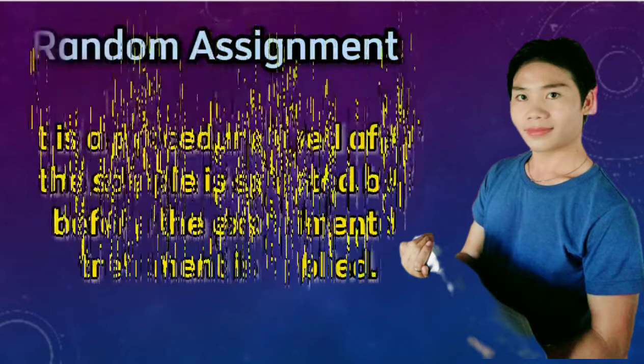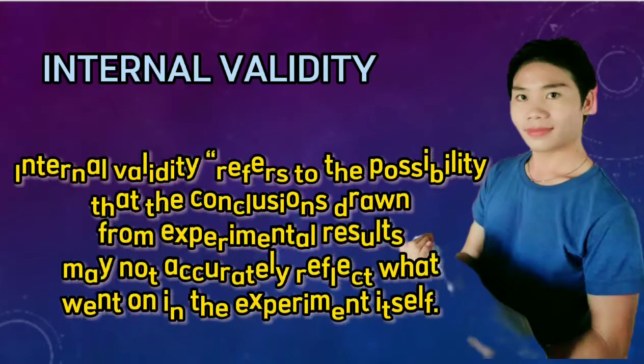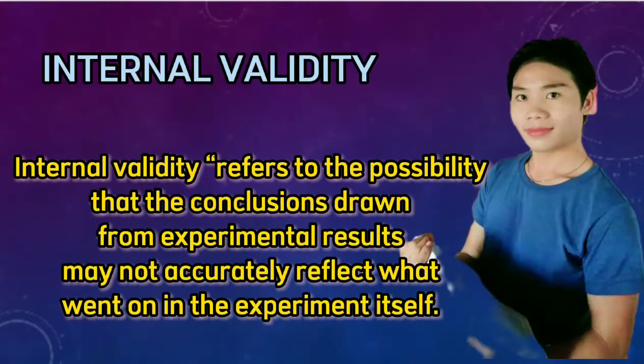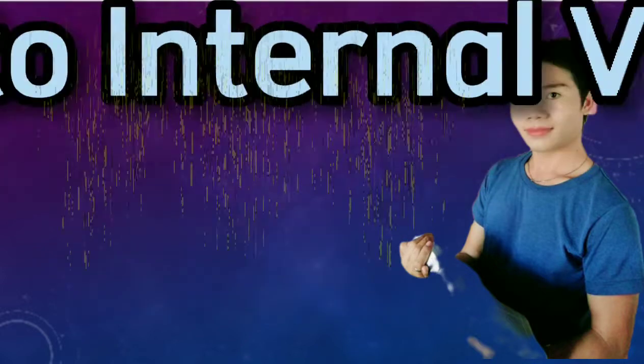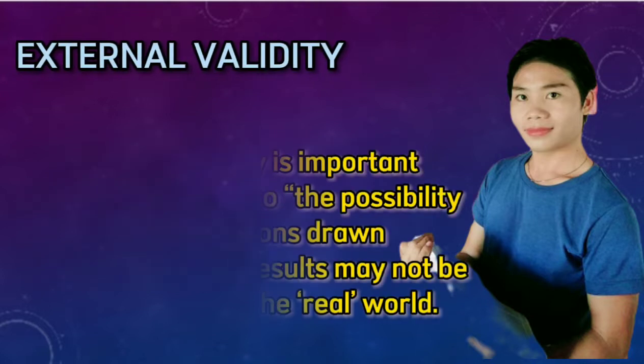Random assignment. It is a procedure used after the sample is selected, but before the experimental treatment is applied. Internal validity. Internal validity refers to the possibility that the conclusions drawn from experimental results may not accurately reflect what went on in the experiment itself. Threats to internal validity. Internal validity is crucial to the dependability of the results of an experiment, and it is closely related to replicability.